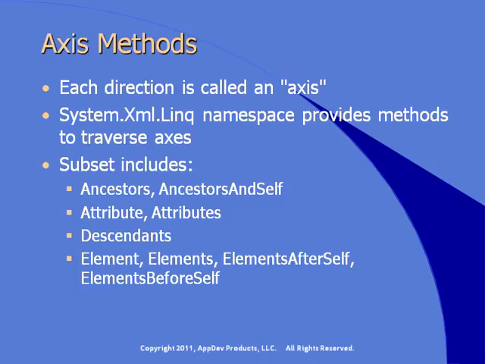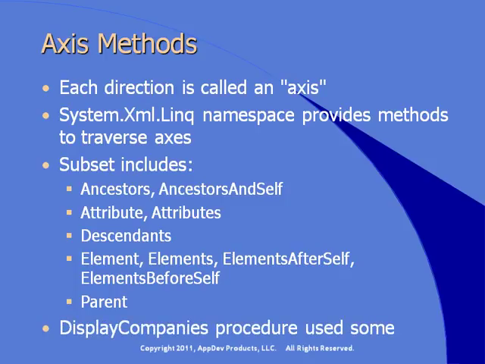There's Element, Elements, ElementsAfterSelf, and ElementsBeforeSelf. Element looks at a child of the current element. Elements gets all the children of the current element, only one level deeper. ElementsAfterSelf looks at siblings to the right of the current node, and ElementsBeforeSelf looks at siblings to the left of the current node. And there's the Parent method, which returns the parent node of the current element. Our display company's procedure we just looked at used some of these, including the Attribute and Element access methods.